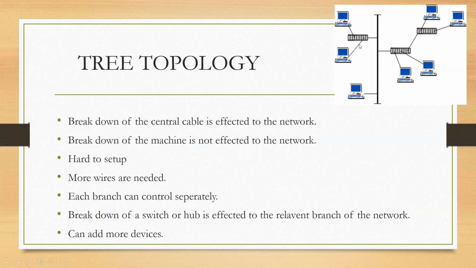But it depends, right? If you need more devices, only then are more wires needed. But individually you can see each branch connected with the main line, right? Each branch can be controlled separately, and breakdown of the switch or hub affects the relevant branch of the network, right? If it breaks down, then only this branch is not working. It's okay, other branches are fine. There is no effect on them.